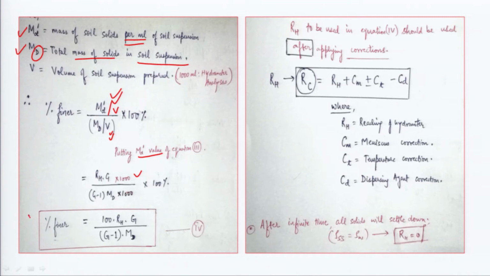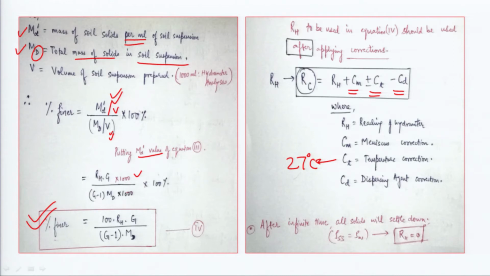So the percentage finer, this will be important for you, is 100 into RH into G by G minus 1 into MD. Now, RH to be used in equation number 4 should be used after applying some corrections, because there has to be some meniscus correction, some temperature correction, and then some dispersing agent correction. The standard temperature is, let us say, 27 degrees Celsius. If the temperature is greater or less than 27 degrees Celsius, we will be using different values, applying different corrections.